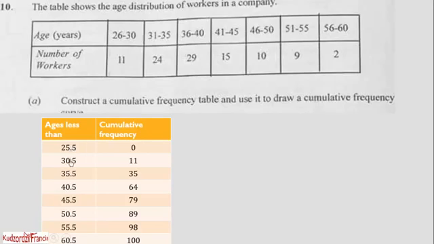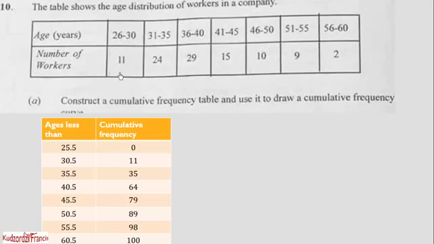And those who have age less than 30.5 will be 11. So if this is 30.5, we have 11 workers who have ages less than 30.5, and so on and so forth. So we keep adding the cumulative frequencies to get this, and the last one should be equal to the total here. So you can cross check. Let's cross check and see.